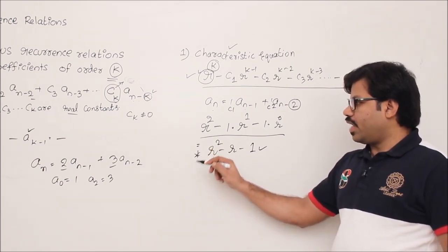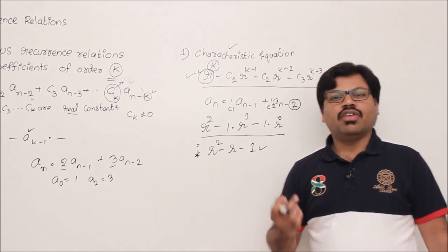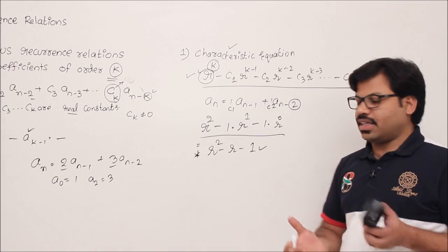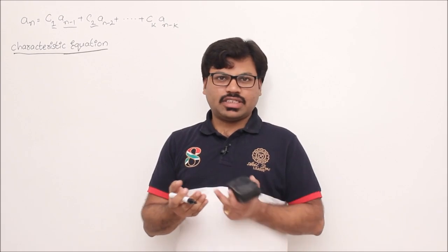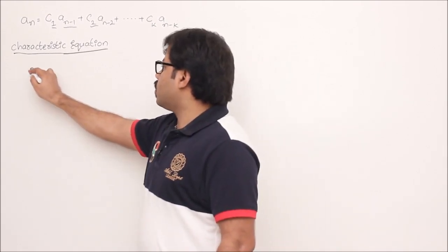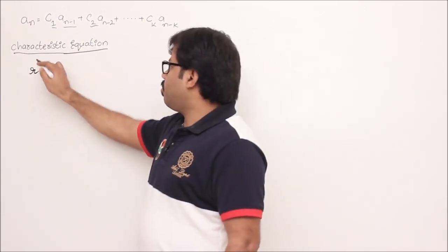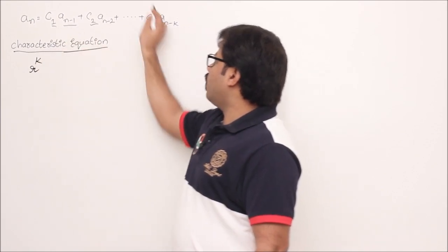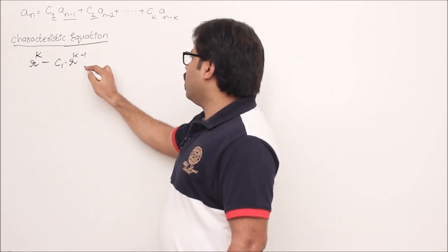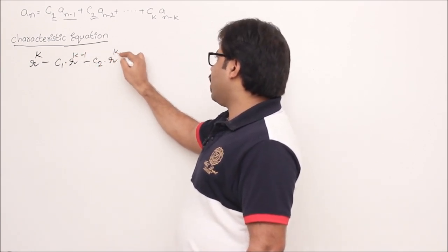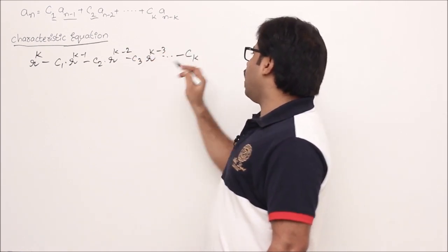Just remember that for every homogeneous linear recurrence relation, we have to find this characteristic equation. We'll see one more example and calculate the characteristic equation. For that, step number 1 is to write the characteristic equation. What is the characteristic equation? It looks like this. There is a variable r, which is called the characteristic variable. r power k, where k is the order of this recurrence relation, minus c1 into r power k minus 1, minus c2 into r power k minus 2, minus c3 into r power k minus 3, and so on, minus ck. This is the last term.